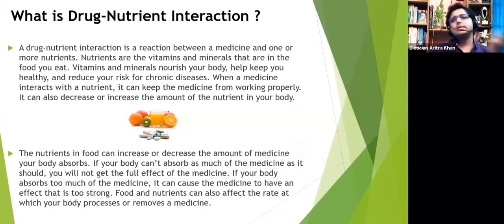So what is drug nutrient interaction? A drug nutrient interaction is a reaction between a medicine and one or more nutrients, the vitamins and minerals that are in the food you eat. Vitamins and minerals nourish your body, help keep you healthy, and reduce the risk of chronic diseases. When a medicine interacts with a nutrient, it can keep the medicine from working properly, and it can also decrease or increase the amount of nutrient in our body.